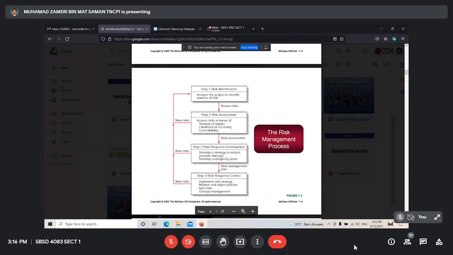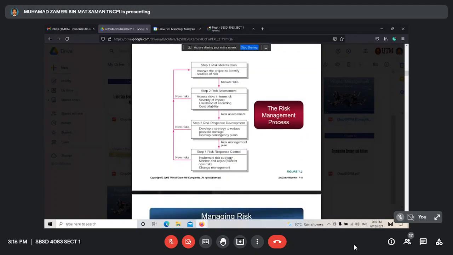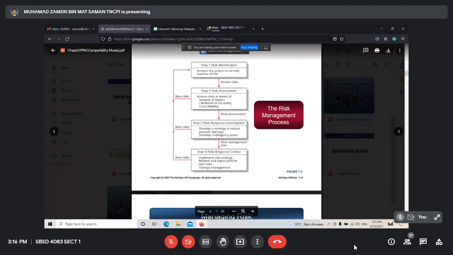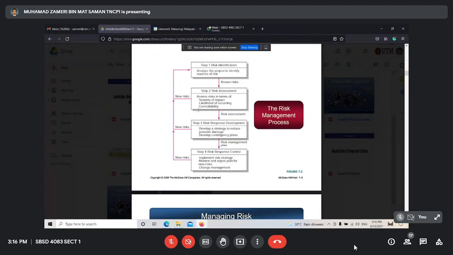So the steps in managing the risk. The first one, you identify the risk. Okay, identify the risk, that's something like you need to forecast, you need to predict what risks will happen in your project. And then when you know the risk, you assess the risk, you analyze the risk.